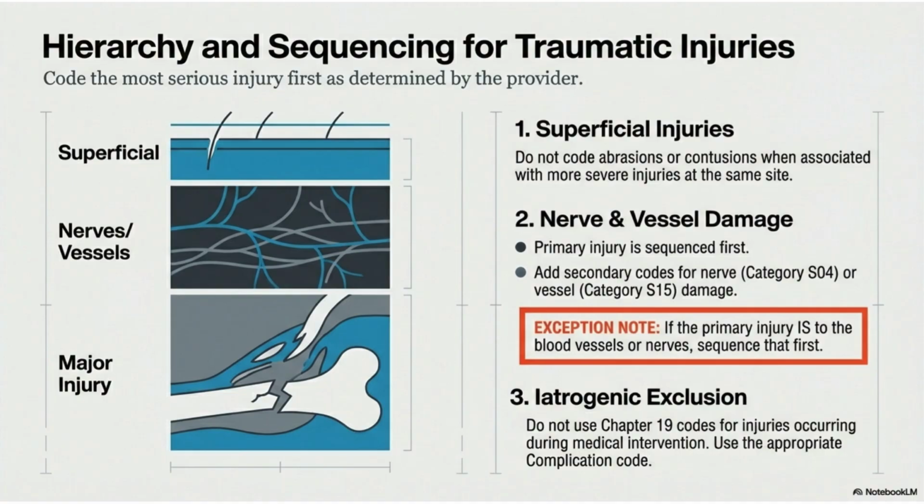And one more important rule: if the injury occurred as a result of medical intervention, for example, a complication during surgery, we do not use Chapter 19 codes. We use the appropriate complication code instead.